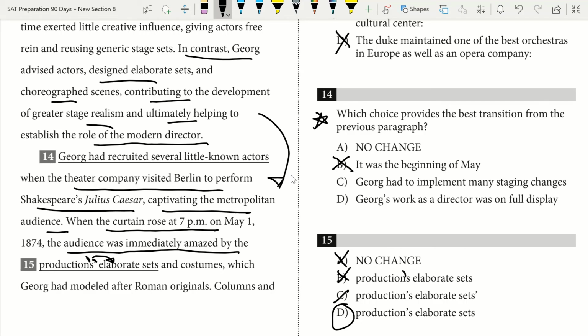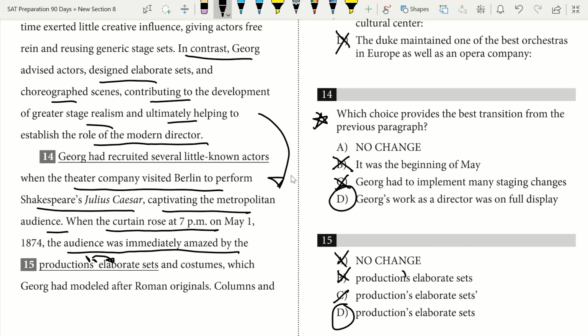That also does not really touch on his involvement as a director and how that was kind of a shift from what was normally occurring. If I look at D, George's work as a director was on full display when the theater company visited Berlin to perform Shakespeare's Julius Caesar.